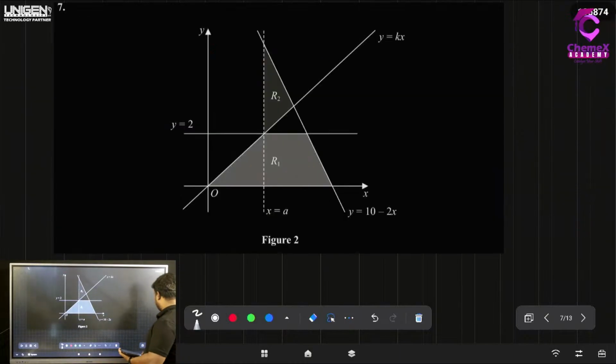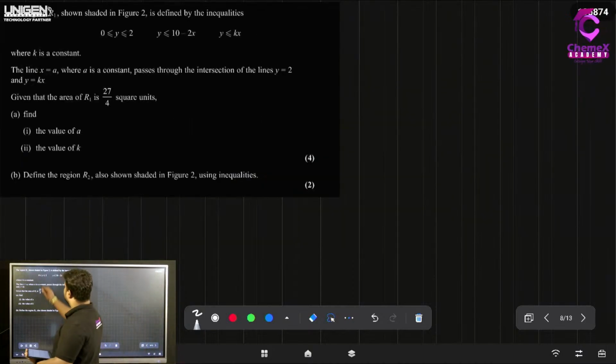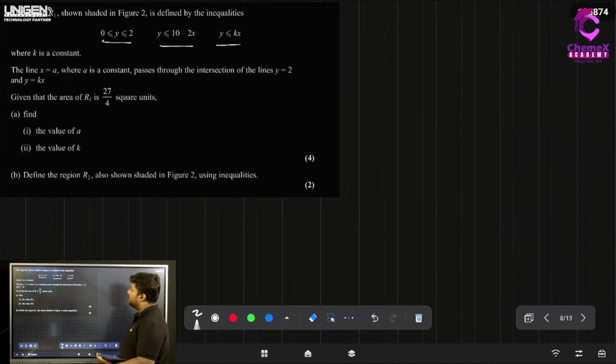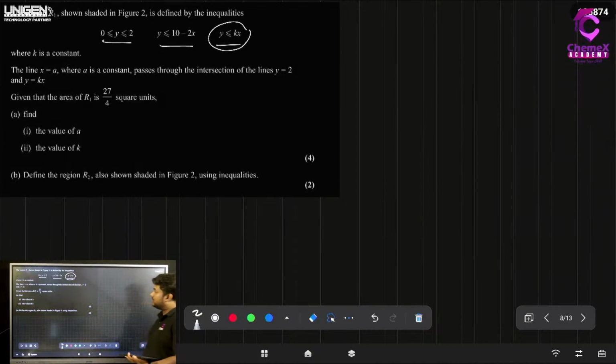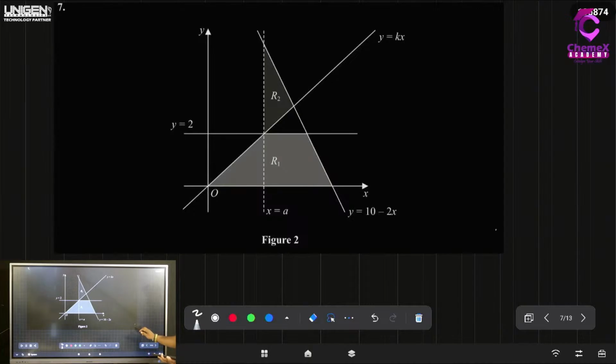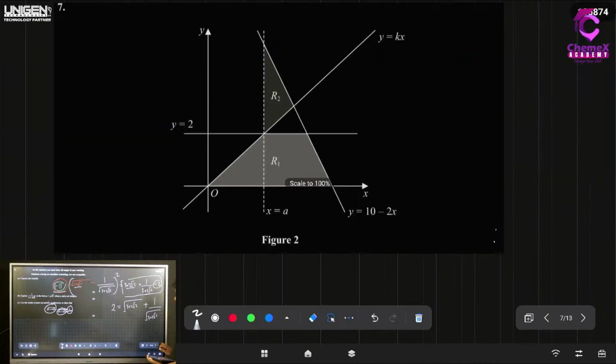Seventh one, let's go on to that. So they have given a graph and they have asked region R which represents this inequality. So there is a line called y equals kx. The line x equals a, where a is a constant, passes through the intersect of y equals 2. Given that the area is 27/4, find a and k. How do you find that? Any idea how to do that?